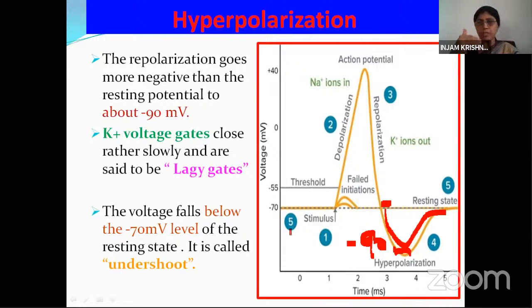Otherwise it is called undershoot. Undershoot means shortfall, or below what we require. Minus 70 is optimum, we have to reach there, but it has reached below that. That is why we call it undershoot. This is called hyperpolarization. At the point of hyperpolarization, will another stimulus generate another action potential? No, right?